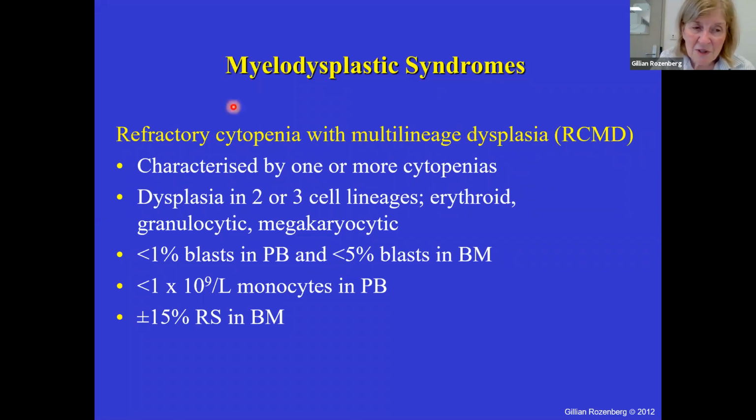So moving on to the next category, which is refractory cytopenia with multilineage dysplasia. And it's characterized by 1 or more cytopenias. So you get dysplasia in 2 or 3 cell lineages, the erythroid, the granulocytic, and the megakaryocytic. And you get less than 1% blasts in the peripheral blood and less than 5% blasts in the bone marrow. The monocyte count is less than 1 x 10⁹ per liter in the peripheral blood. And you get plus or minus 15% ring sideroblasts in the bone marrow.